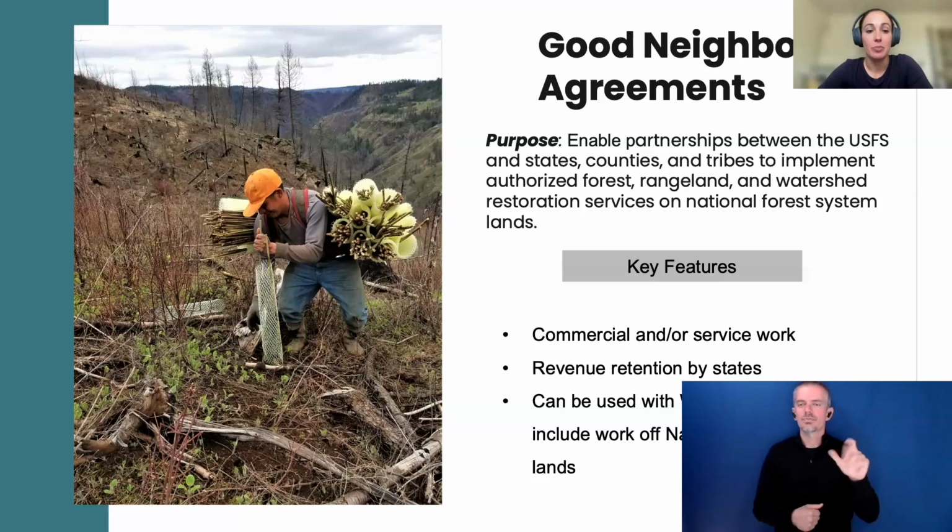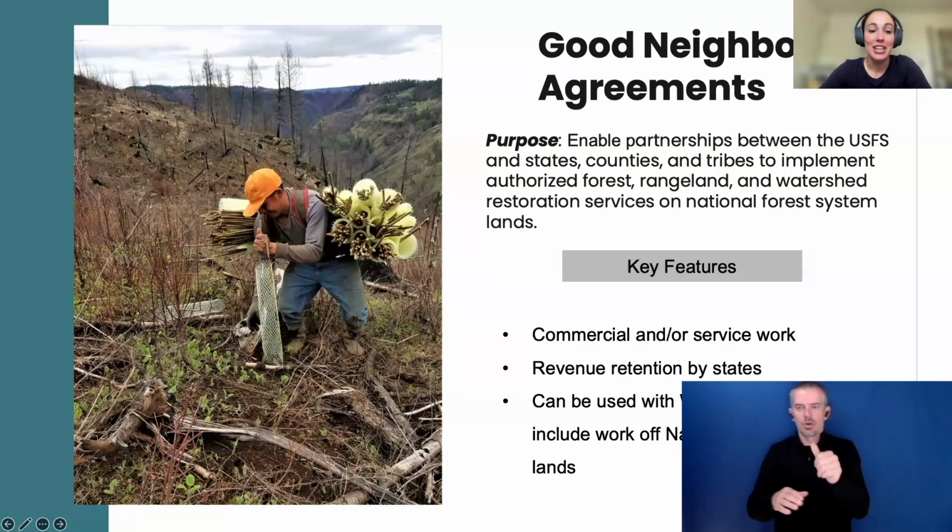The allowance for states, but not counties or tribes, to retain revenues generated on good neighbor projects and to use those funds to accomplish additional restoration activities under a good neighbor agreement in that same state. So similar to stewardship agreements, this feature allows for more local or regional decision making about how project revenues get spent. Also similar to stewardship agreements, good neighbor agreements can be used with the Wyden Authority to allow for projects that span both National Forest System and non-National Forest System lands.